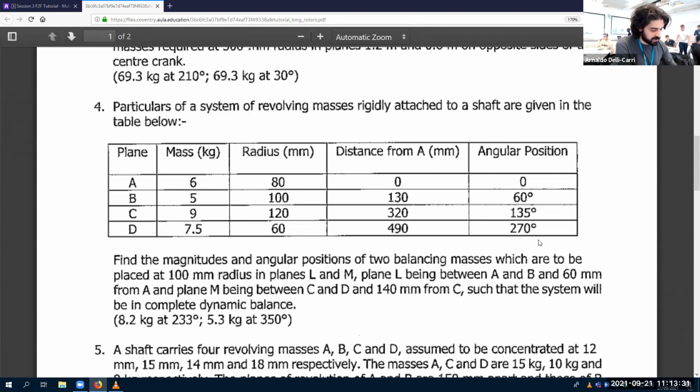Okay, I'm still copying the table. So mass A is 6 kilograms, radius is 80 millimeters, distance from A. Since, of course, we are taking A as a reference plane, this is 0. Angular position is also 0 degrees.